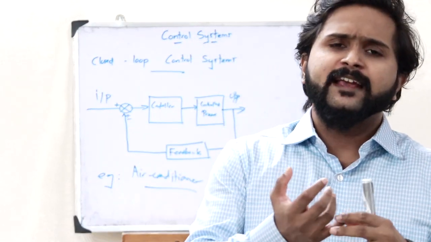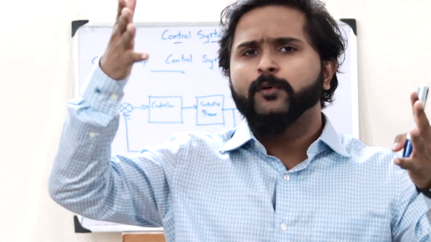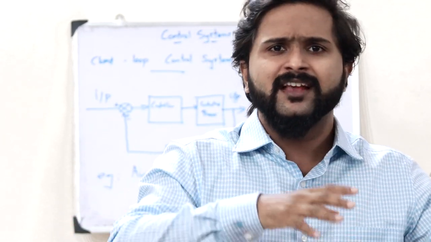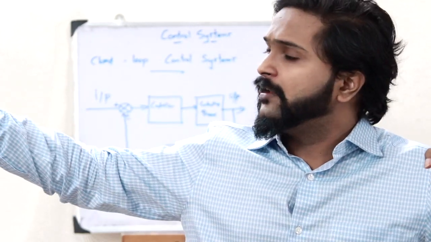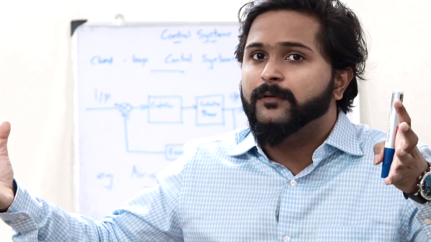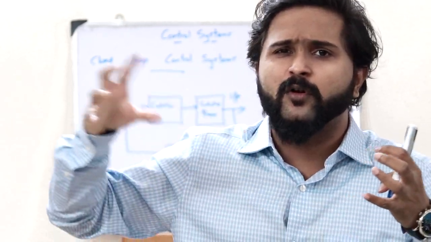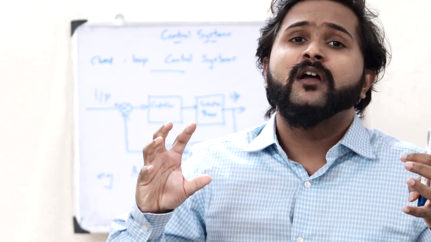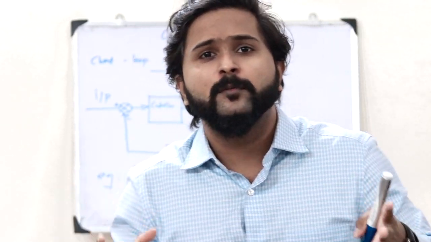Now, in the case of an open loop control system, we don't have a feedback element. That is, we have an input, it is controlled, and we are providing an output. So therefore, it is a bit more stable. It is a bit more simple. We have no complex situations there. So that is the advantage of using an open loop control system.